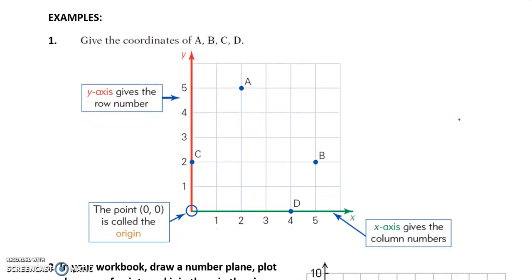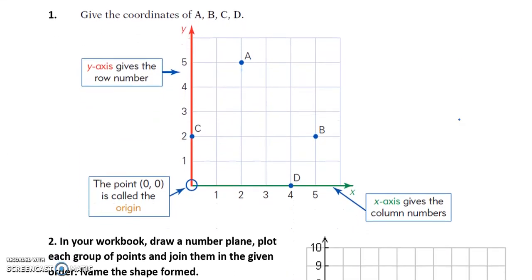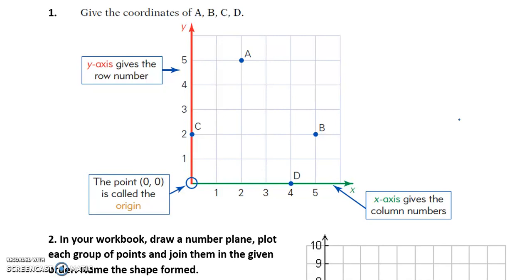All right, let's have a look at some examples together. First one says, give the coordinates of A, B, C, and D. So I'm going to go up to A here, and I'm going to go, okay, here's a point. What's its x value? Well, it's got an x value of 2. And what's its y value? Well, its y value, if I go this way, is 5. Okay, so how did I do that? Well, here's my point. I went down to the x value of 2, and I went across to the y value of 5.